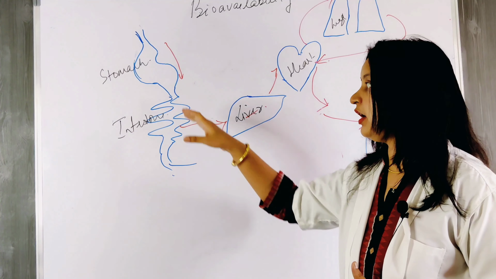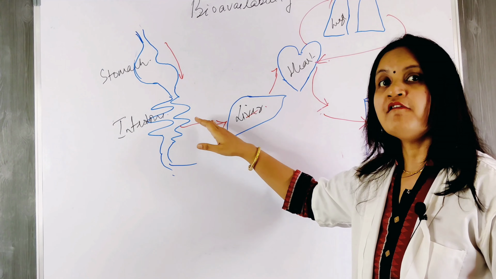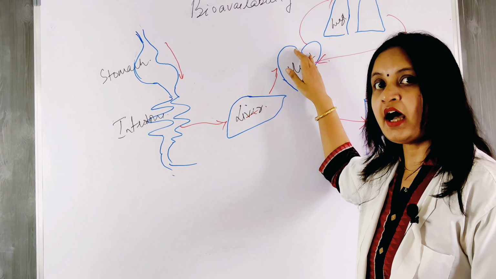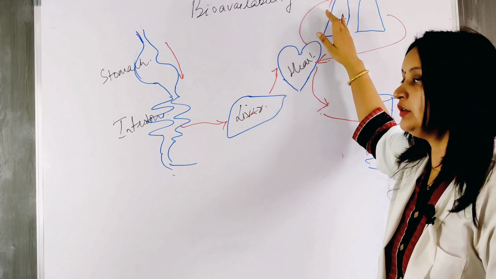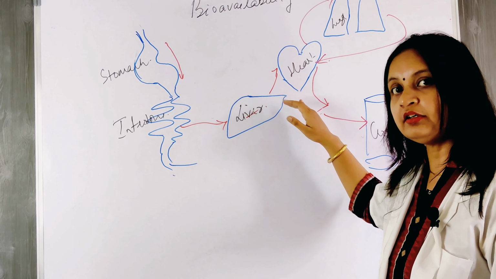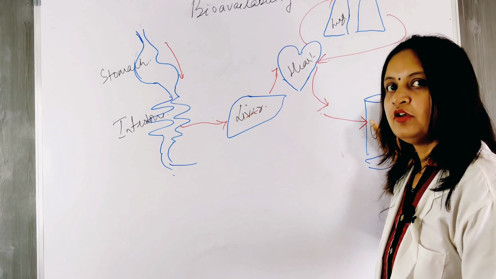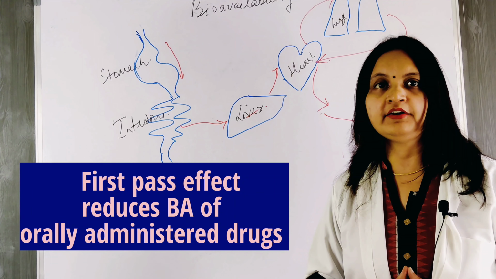This is because the drug gets absorbed from the intestine via the portal circulation, passes through the liver, reaches the heart. From the heart it goes to the lungs, comes back to the heart and then goes to the systemic circulation. So some amount of the drug is degraded or destroyed on the way to the circulation, and this is known as first pass effect or first pass metabolism. So first pass effect greatly plays a role in reducing the bioavailability of orally administered drugs.